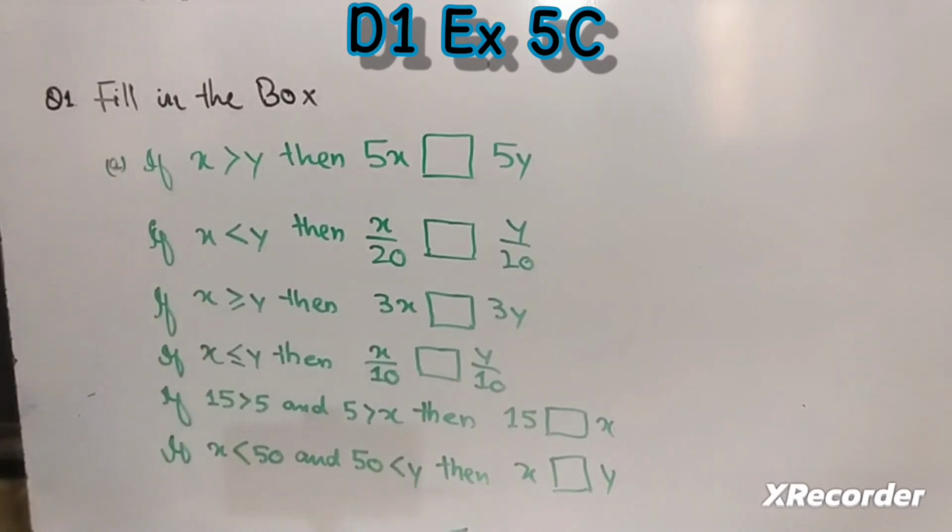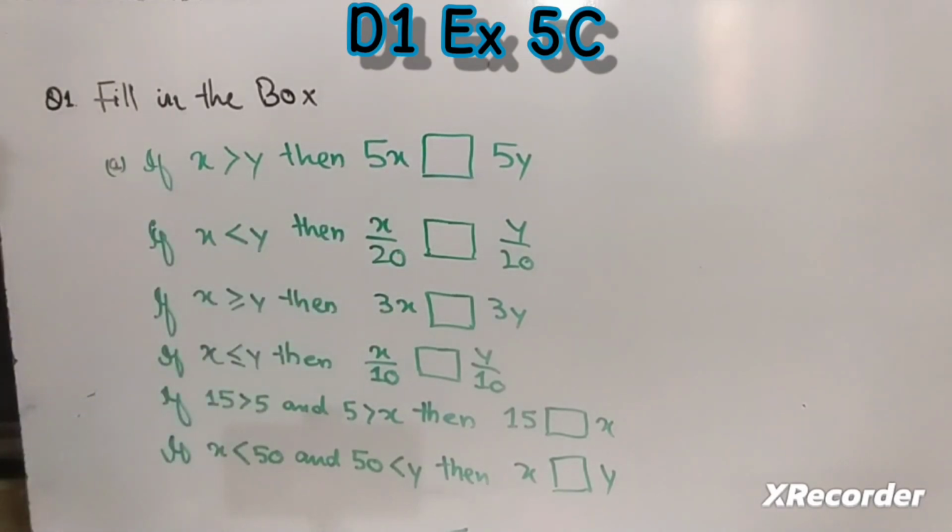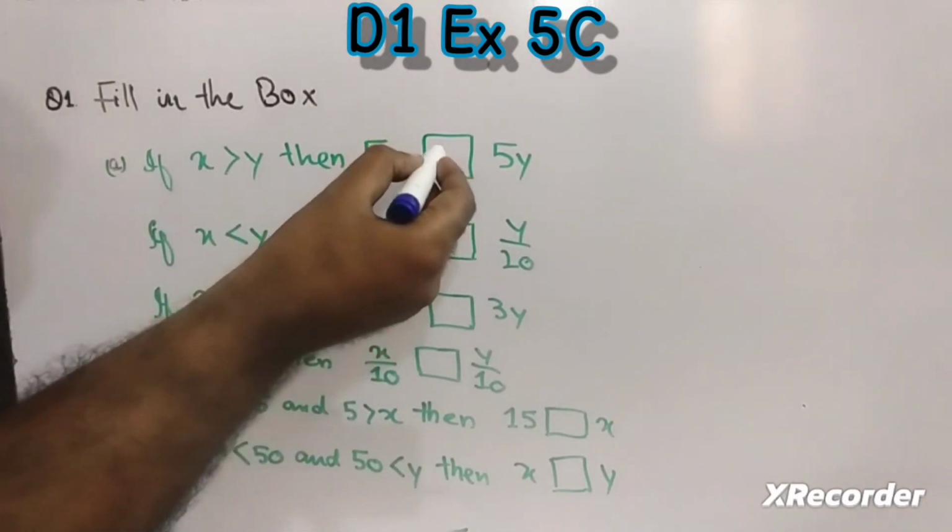Let's start with exercise 5C. Question number 1. Fill in the box with the inequality sign, that is greater than, less than, greater than or equal to, or less than or equal to. The first part is, if x is greater than y, then 5x dash 5y. So if x is greater than y, then 5 times x is greater than 5 times y. So we put a greater than sign.